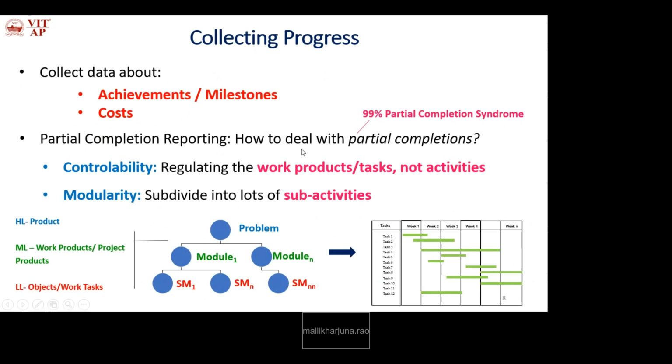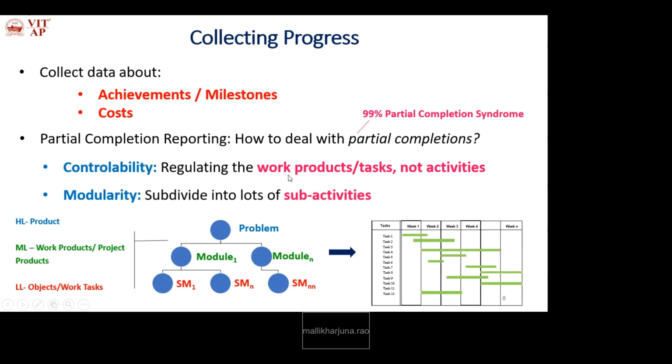Okay, so when this kind of project tasks or activities exist in the development, how to deal with them? Using two techniques: controllability and modularity. Okay, what do you mean by controllability? Regulating the work products or tasks, not the activities. So that is controlling the work products or tasks.